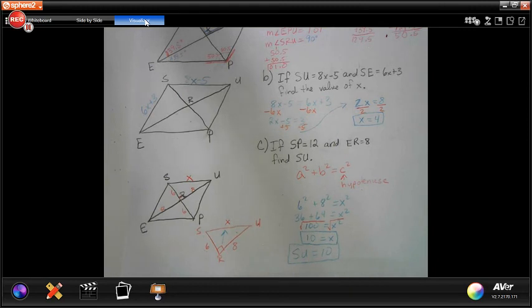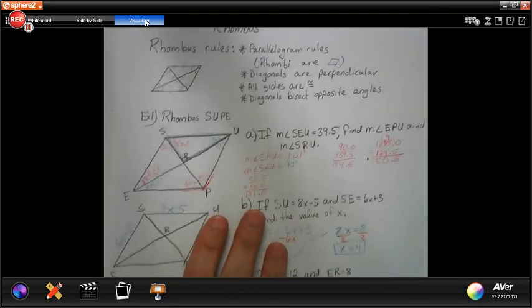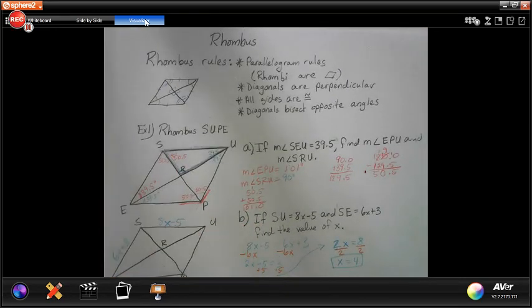Okay, so that is it for your rhombus lesson. So remember to follow the rhombus rules. Write them down if you need to. Play the video multiple times, whatever you need to do. But this is the rhombus.